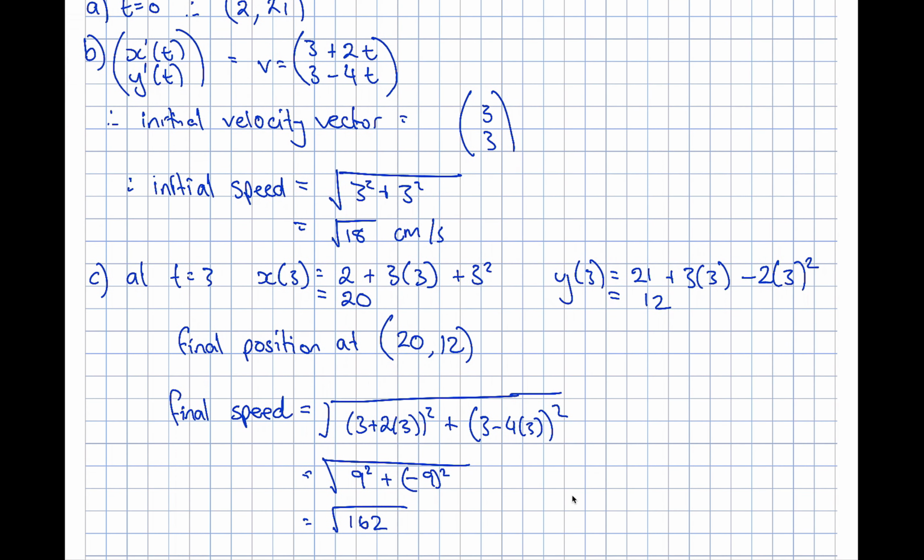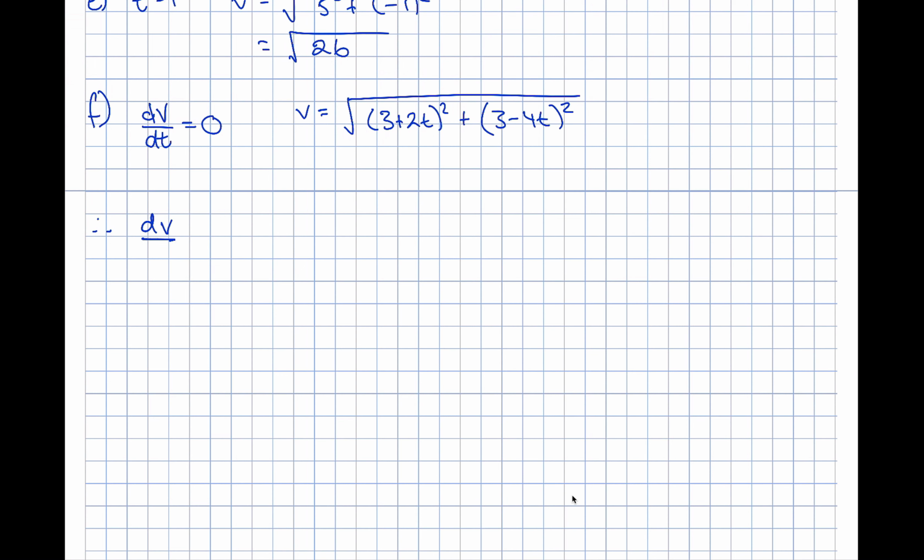Okay, that's what velocity equals. So therefore, what does our derivative of that velocity equal? Okay, now I wouldn't want to do it directly from that part. I would write that velocity is equal to 3 plus 2t squared plus 3 take 4t squared all to the half. Okay, and well, you could leave it like that, or you could expand out the brackets.